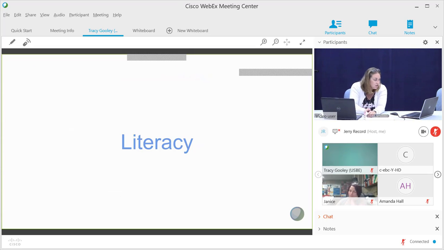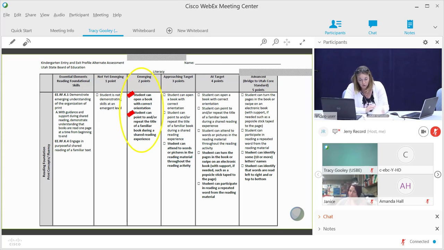Okay, so let's get into looking at the rubric and how we actually score it. If we look at the first page of our rubric, and say the student can open the book with the correct orientation and they can point to and/or repeat the title of the familiar book during a shared reading experience, they would then be at the emerging level.